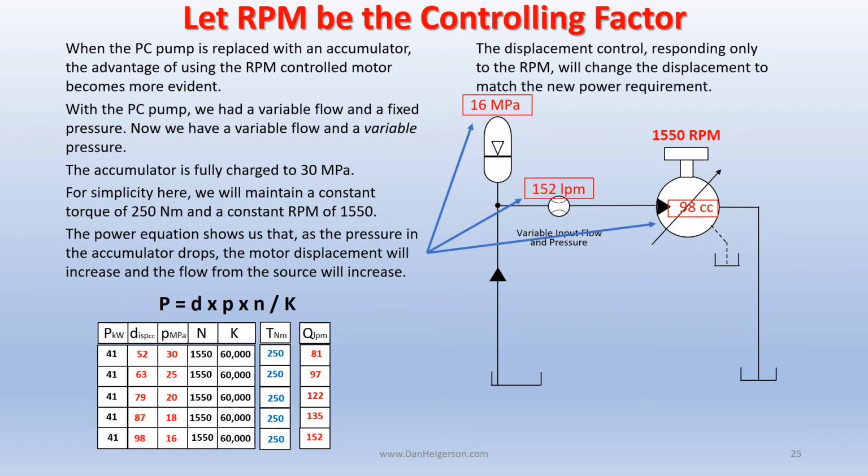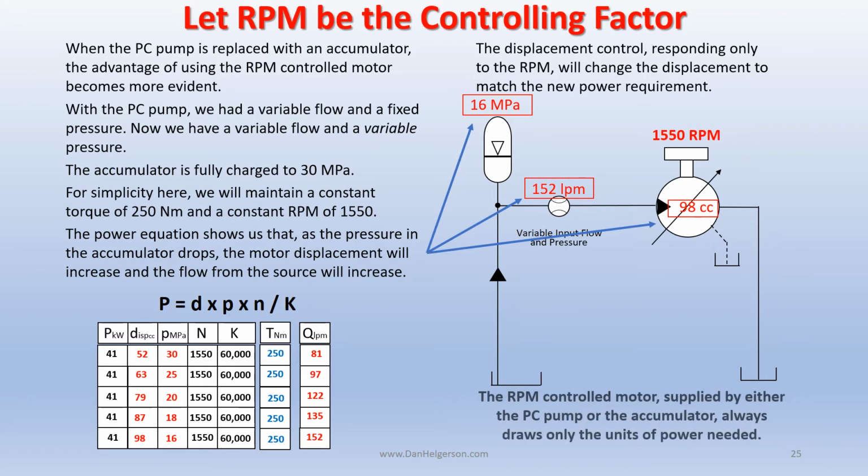The displacement control, responding only to the RPM, will change the displacement to match the new power requirement. The RPM-controlled motor, supplied by either the PC pump or the accumulator, always draws only the units of power needed.